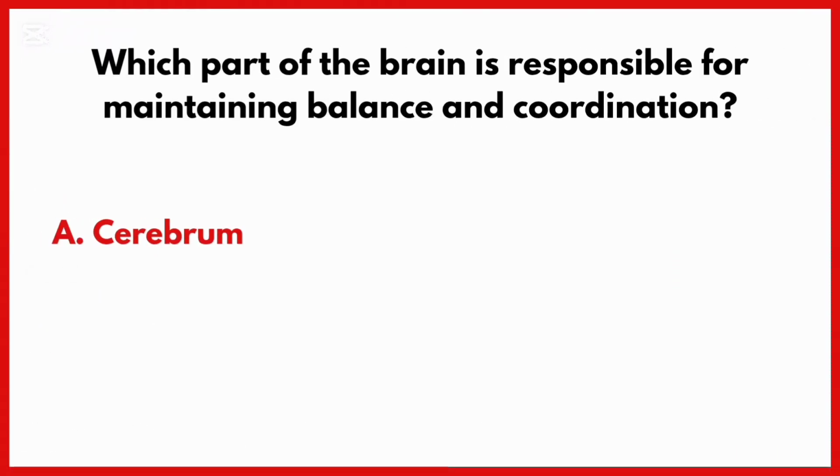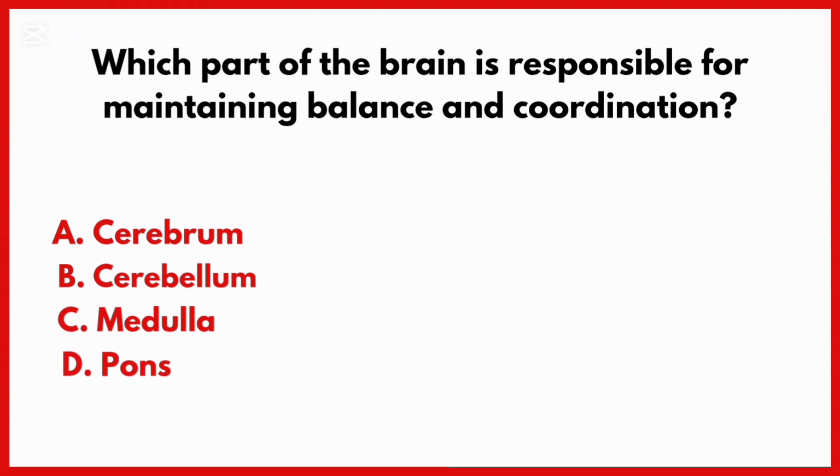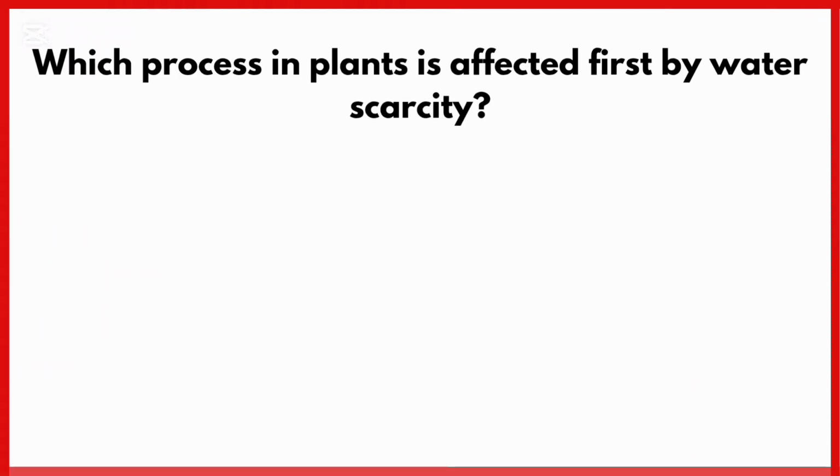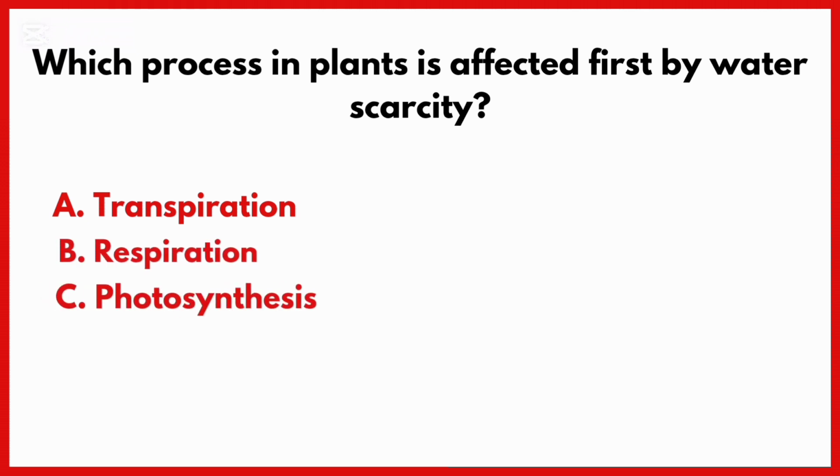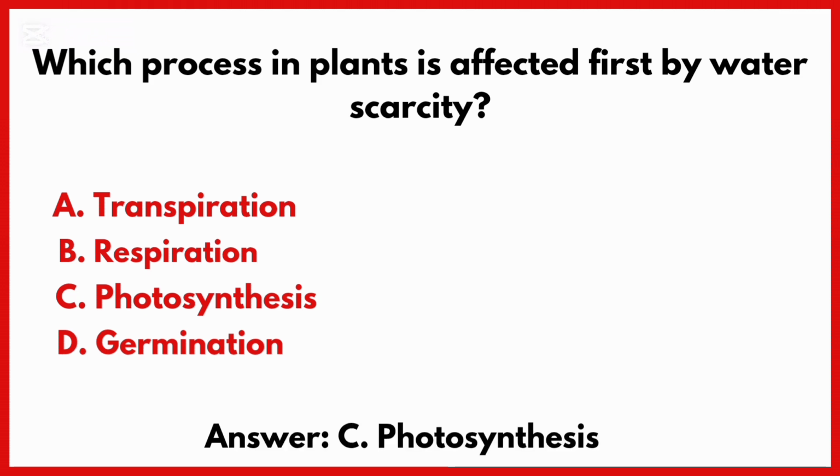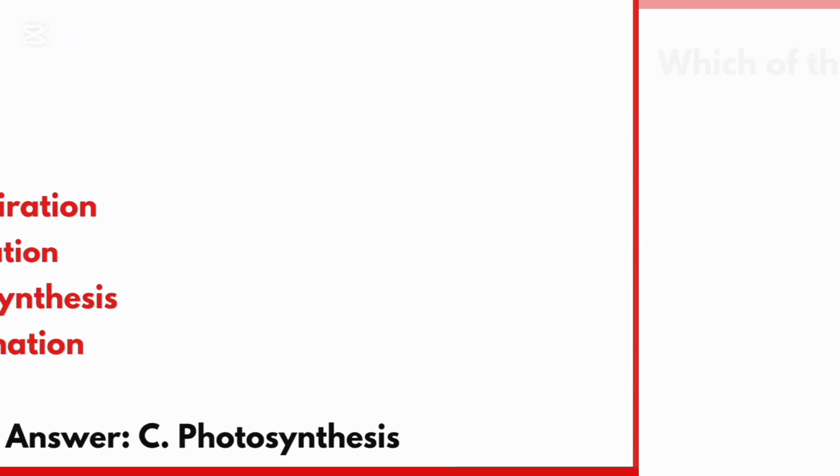Which part of the brain is responsible for maintaining balance and coordination? Correct answer is option B, cerebellum. Which process in plants is affected first by water scarcity? Correct answer is option C, photosynthesis.